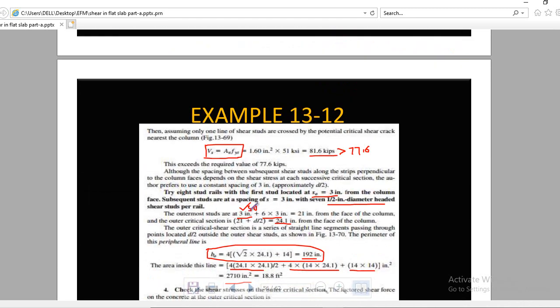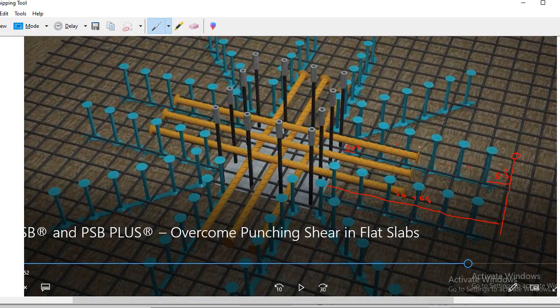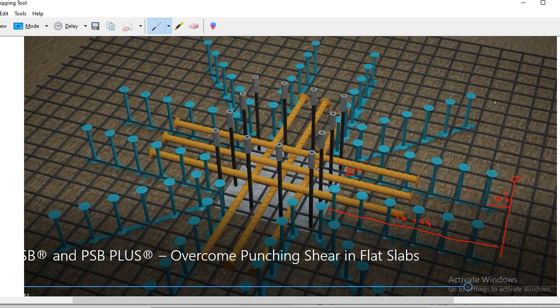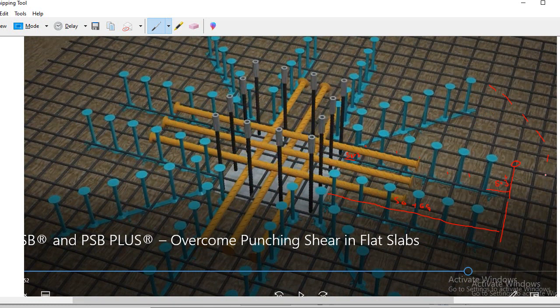Where is it? This one. Plus, now see, we have to find out, remember, the dotted area or dotted section. Now this last stud should be located from that outer section at a distance of d by 2. So the total distance, now this one, that is denoted by ls, this distance plus d by 2, comes out to be 24.1 inch.